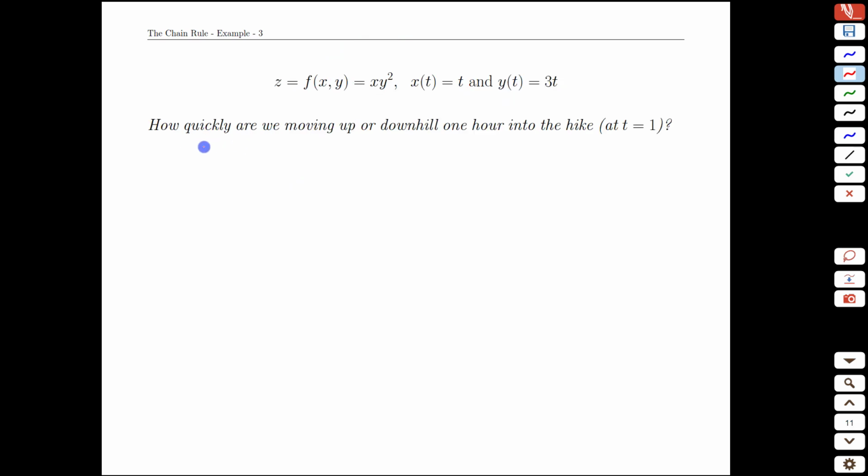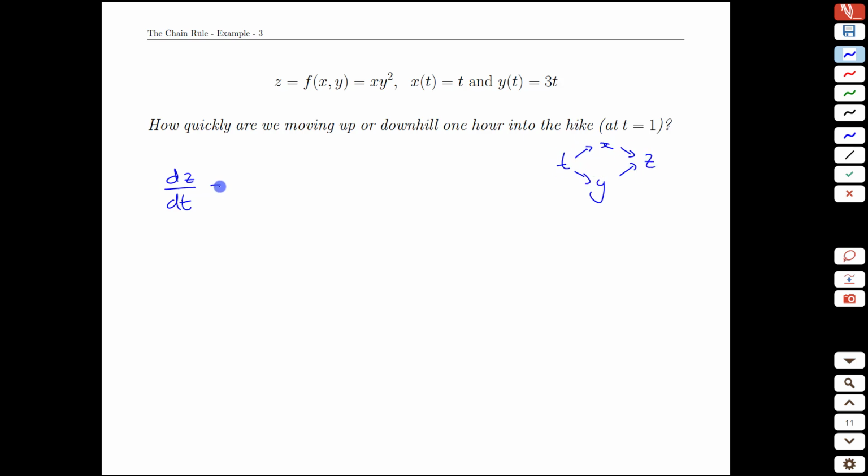Now we are able to address our question, which is, how quickly are we moving up or downhill 1 hour into the hike? So we note again that t defines what our x value is, or our x position on the map, and t also defines our y position, but we need both x and y to determine our z value. What that lets us do is decompose the derivative of z with respect to time, and notice this is a regular derivative. If I know what time is, then I can know what z is.